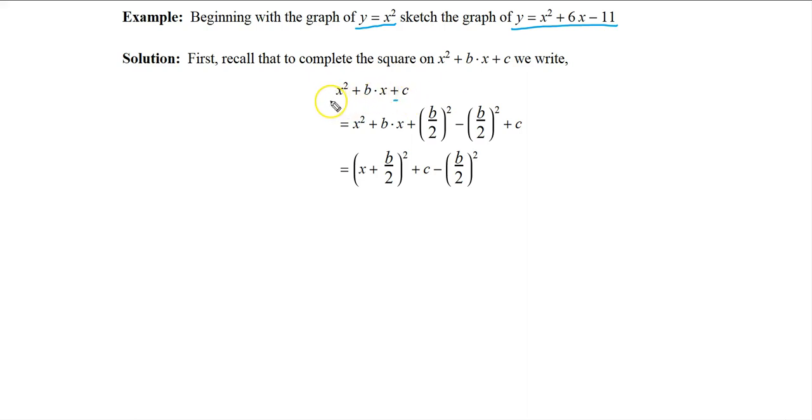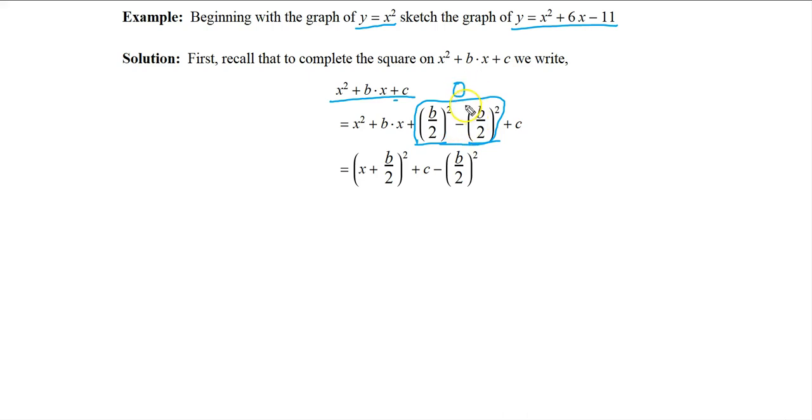If I start with a quadratic that looks like this, x squared plus bx plus c, we're going to do a little math trick here. We're going to add in b over 2 squared and subtract it right back out. We take whatever that b is, divide by 2, square it, add that number in, and subtract it right back out. So these two terms are actually 0, and we haven't changed anything.